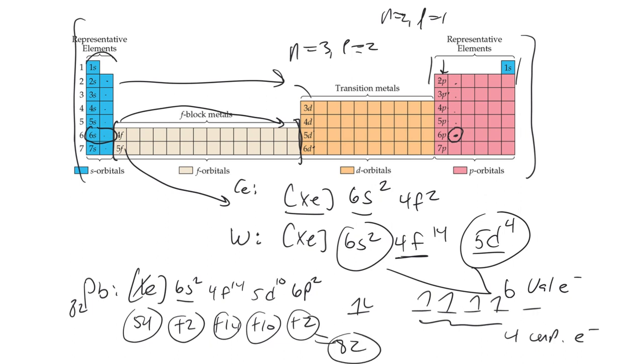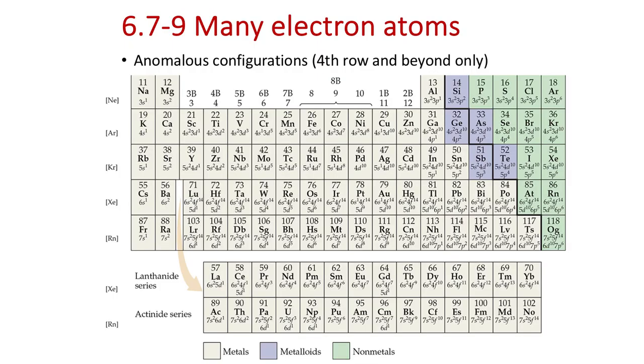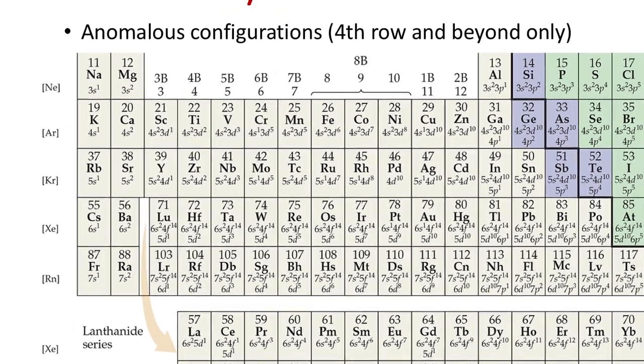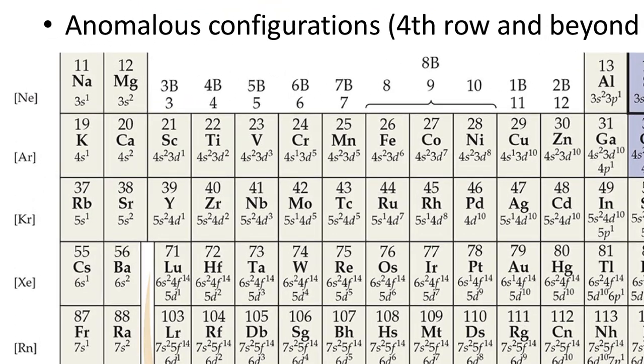So lead would have, like carbon, 4 valence electrons, 2 unpaired, just like carbon, and just like the other atoms in that sort of group. So now the last thing to sort of wrap our minds around, if we look at some of these configurations, they're not exactly what we expected. Most of them are, though.